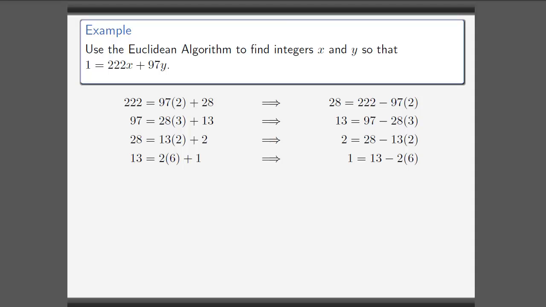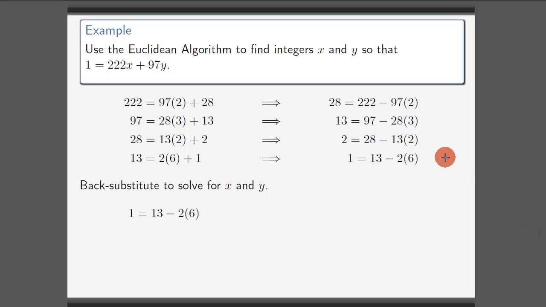So the greatest common divisor is 1. Then what we do is we take our remainder terms and we solve for them. And we're going to use those, starting with this bottom one, and we're going to substitute our way back until we get 222 and 97 as the coefficients. So we're going to back substitute to solve for x and y.